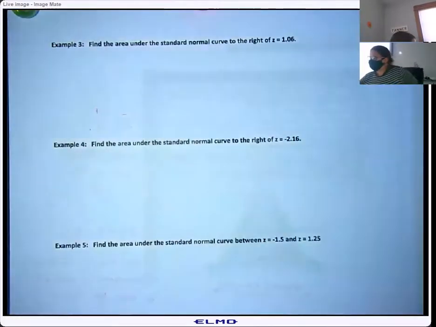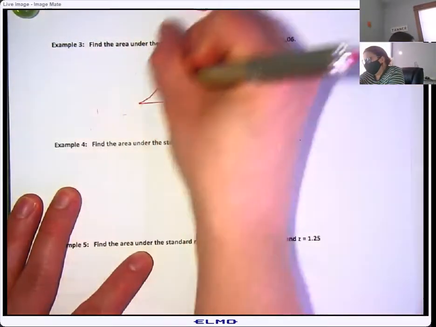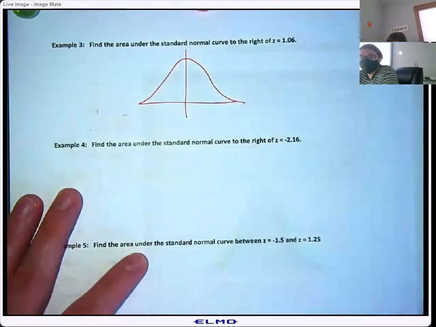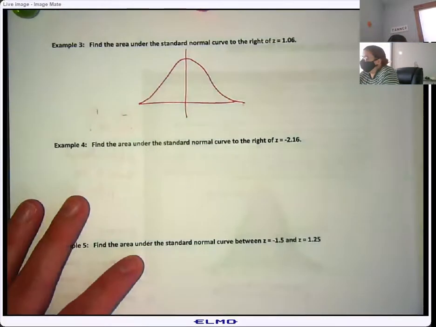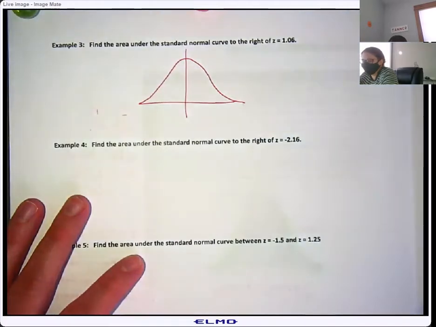All right, let's draw a picture. To the right of 1.06. All right, so there's my middle. Ooh, that's a real bad one. Yeah, I know. That's good. Oh, thank you. Mine's garbage. Every single time I try.